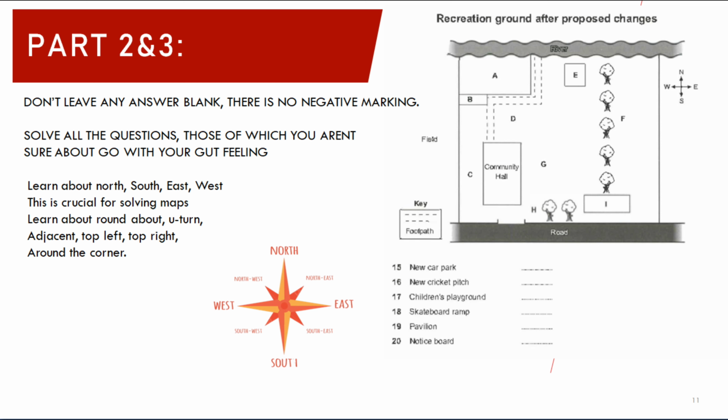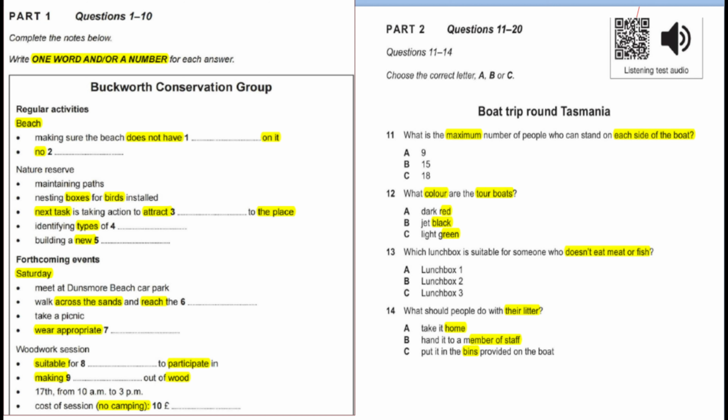Where is northwest? Where is the southeast? And you should also know about the U-turn, adjacent buildings, top left, top right, around the corner while you are solving a map. Here you can appreciate an example. This is from Cambridge IELTS 17 Test 1.